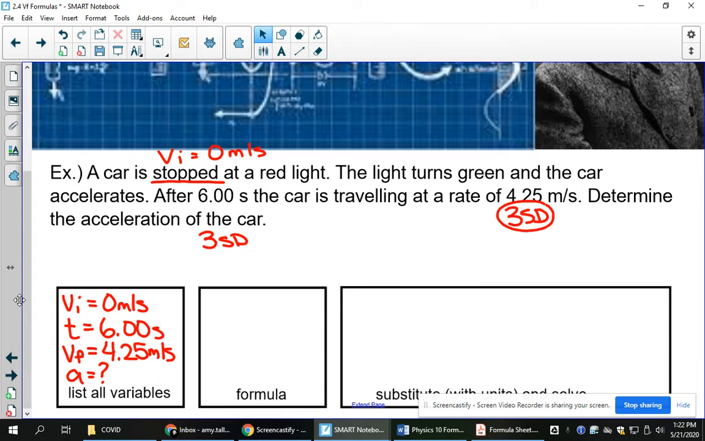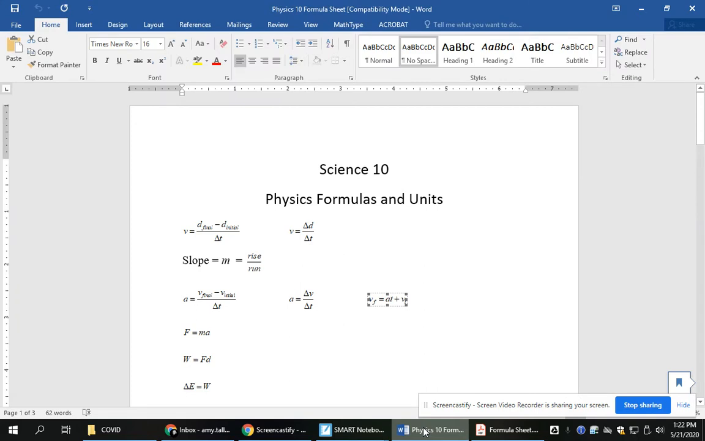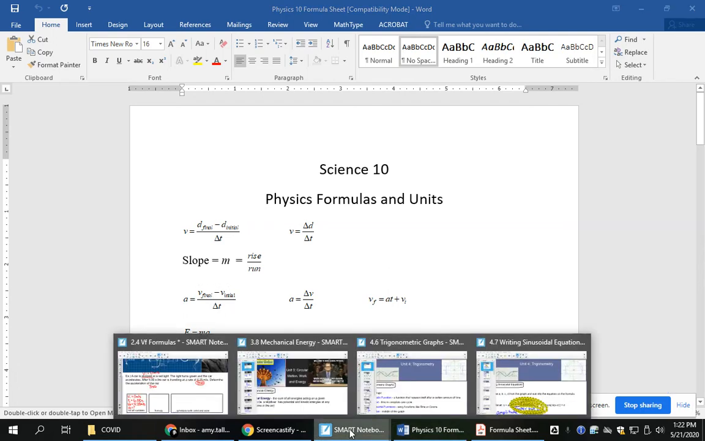Once you have all of your variables written, you go to your Physics 10 formula sheet and you locate the formula that has all of that stuff in it. So we had A, VF, VI, and T. The formula I've highlighted here has all of those things. I'm going to write that formula down, and I abbreviate this. I don't write final and initial out completely. That's fine. It's the same formula.